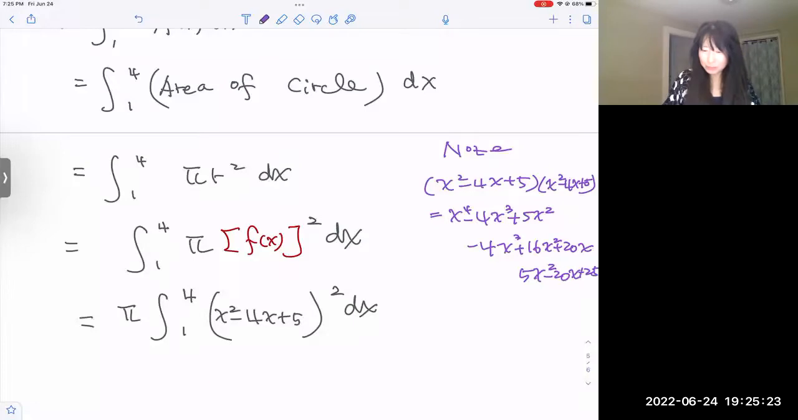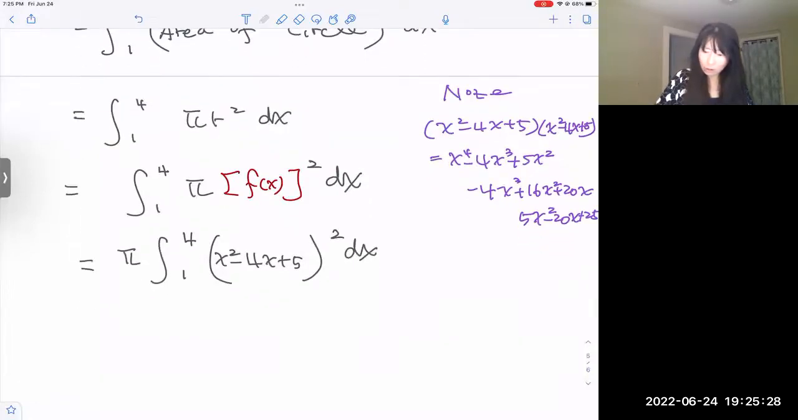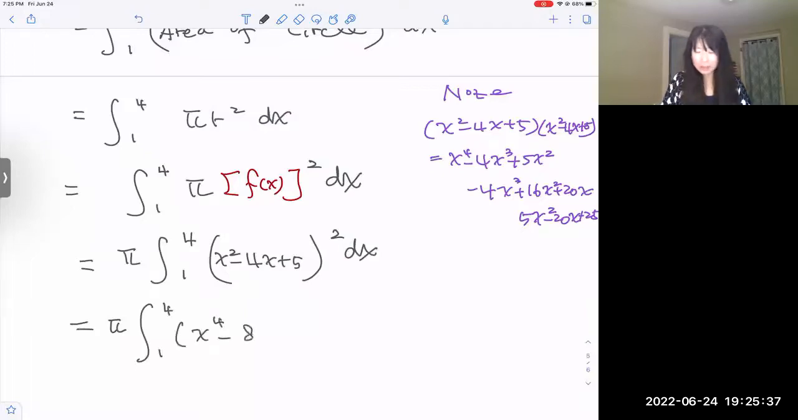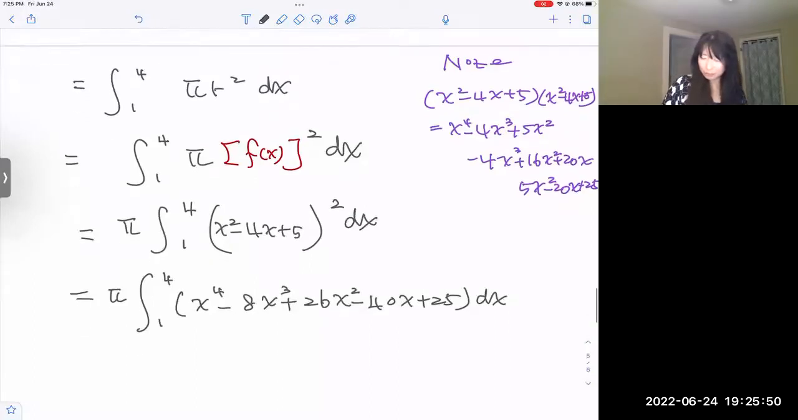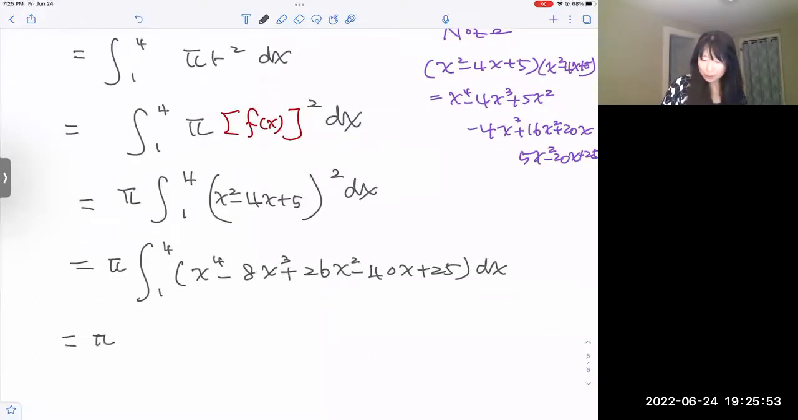Then we have this one will be 1 to 4, x to the 4th power minus 8x to the 3rd power, 26x squared minus 40x plus 25 dx. Okay? Now your turn. Can you please take the antiderivative?